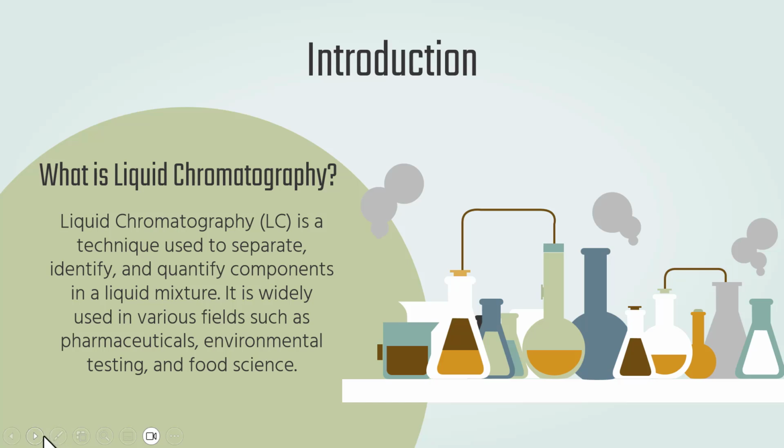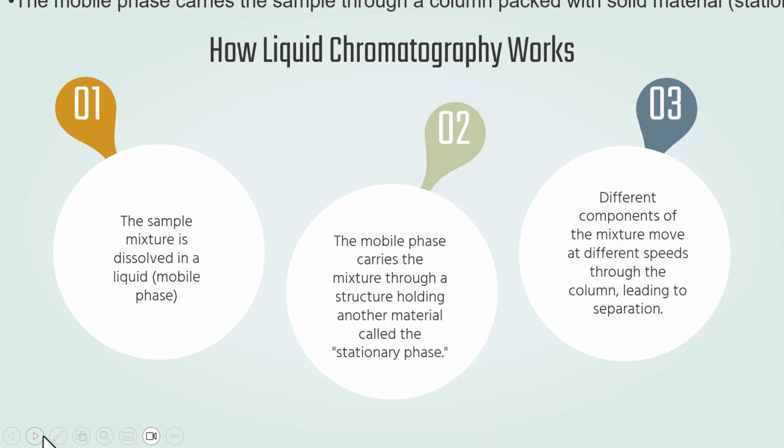Let's move to the next slide. How liquid chromatography works. Now let's talk about how liquid chromatography works. The process involves two main phases, the mobile phase and the stationary phase. Mobile phase: this is the liquid solvent that moves the sample through the column.